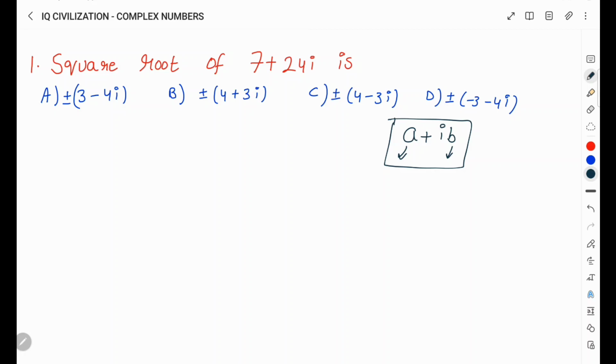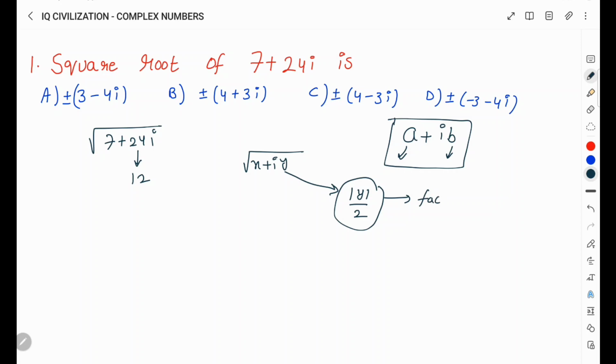Here there is a small shortcut trick. Whenever you see 7 plus 24i, the shortcut trick to find the root of x plus iy is this. Some number x plus iy is given, and first you have to apply mod y by 2. Mod y is 24, and 24 by 2 is 12. And then we have to apply factors for this.